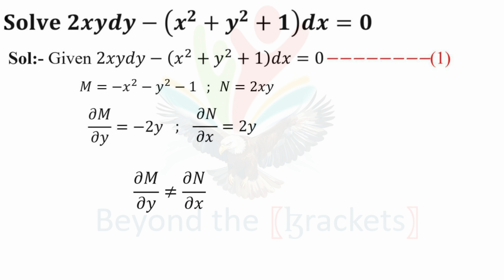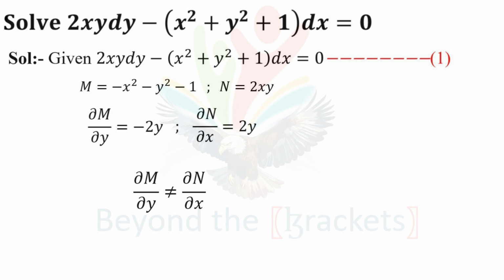Next, if we check for type 2, we can see that although the entire term of dy is multiplied by x, the entire term of dx is not multiplied by y. Therefore, this equation cannot be classified as type 2 either. Hence, this question can be solved using type 3 or type 4 methods.